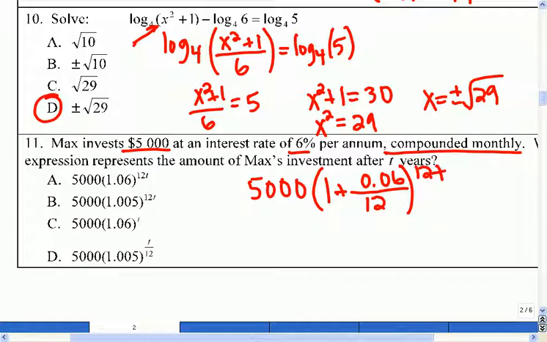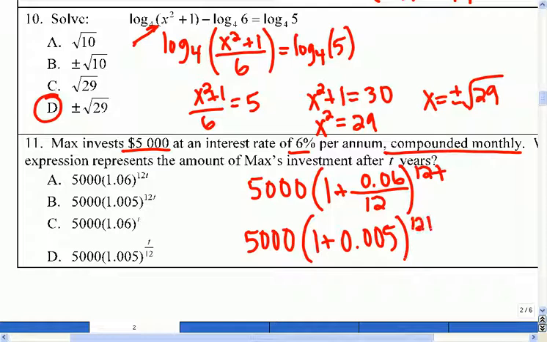So this is actually the answer, but what they've done in the multiple choice there is they've turned this into 1 plus 0.005. They've actually done the division, 12T, so it would be B. Okay? So I'm going to let you work on the second half of that review, and then we'll recap again shortly.